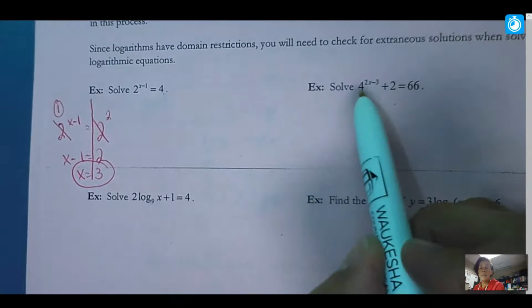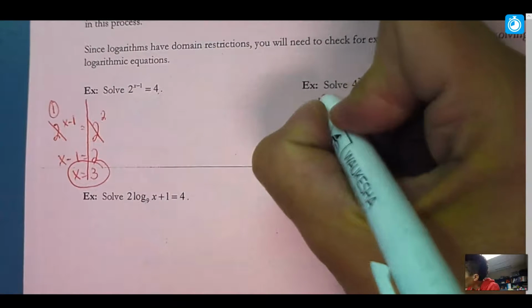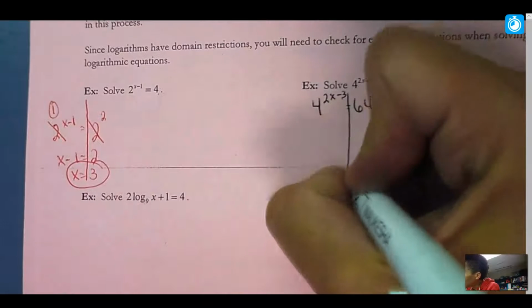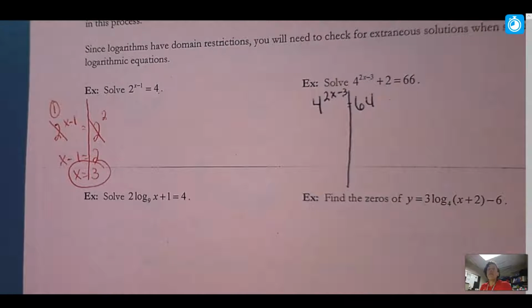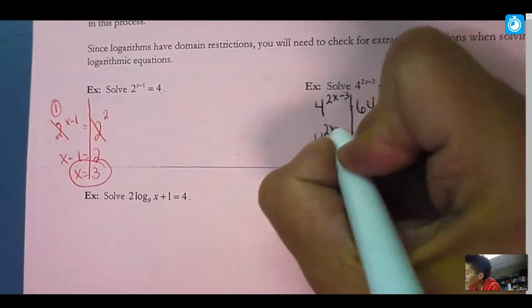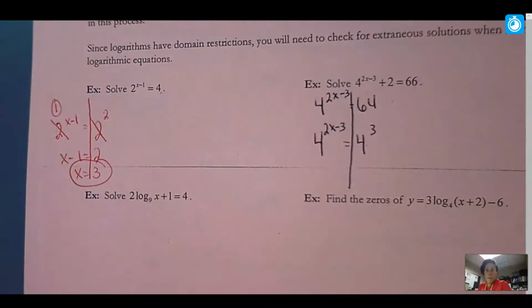So I need to isolate my base and exponent. So I'm going to subtract my 2 over. And that's going to give me 64. And then I would use my exponent table. Can I get 4 to have the same base as 4 and 64? I can. So I can get this to stay as a base of 4. And then 4 to the third power is 64.